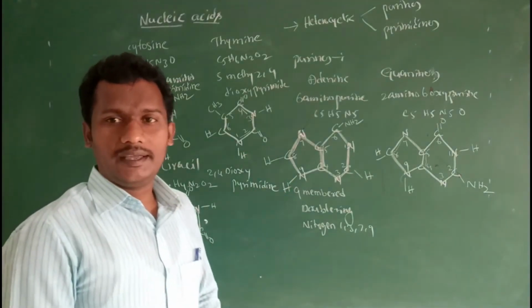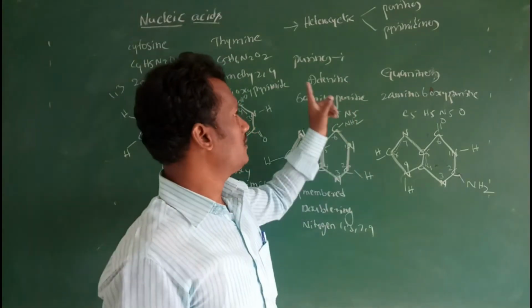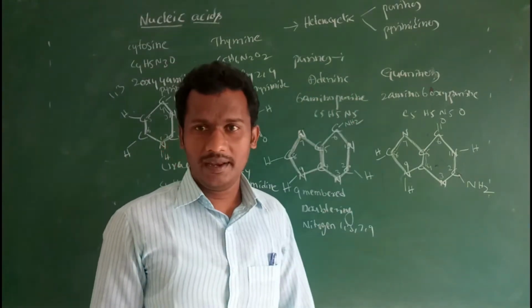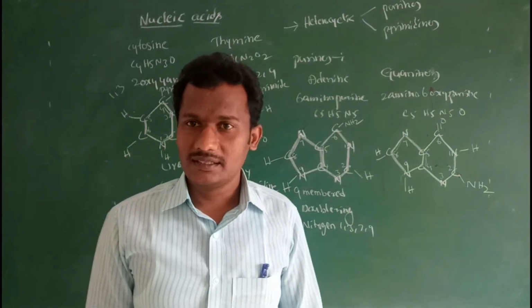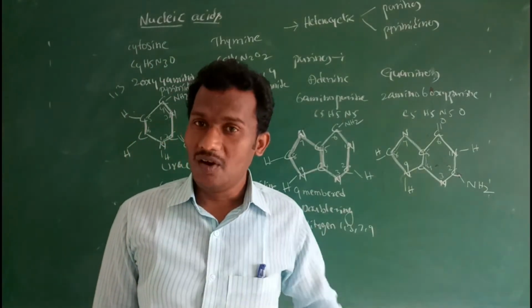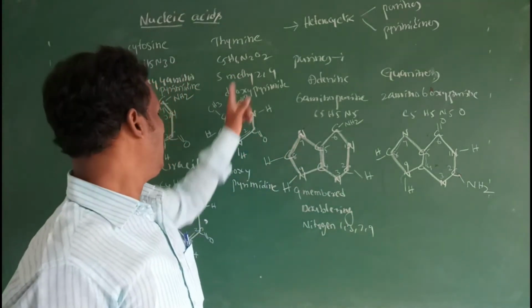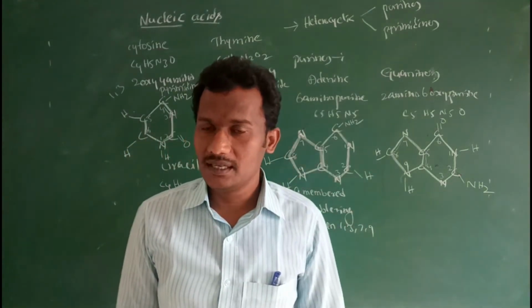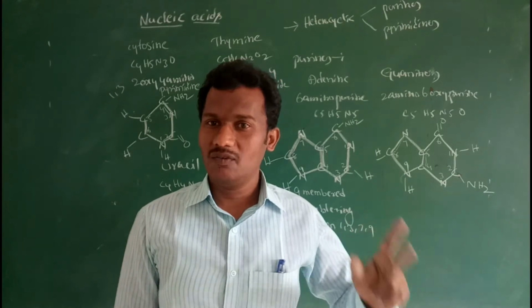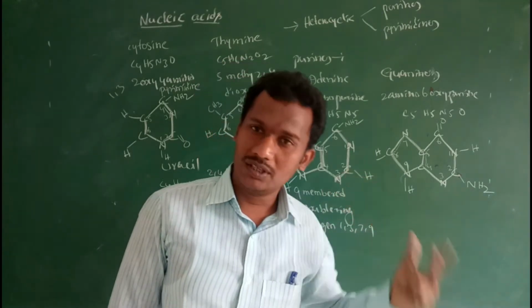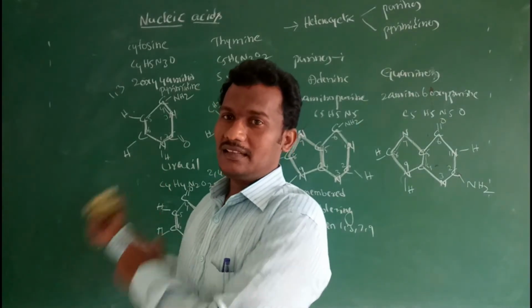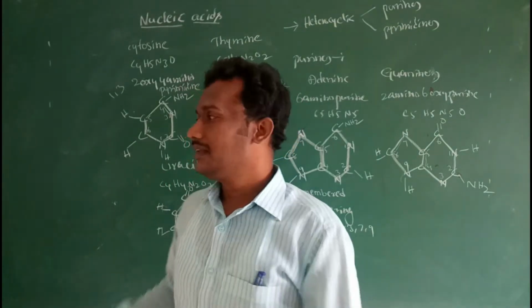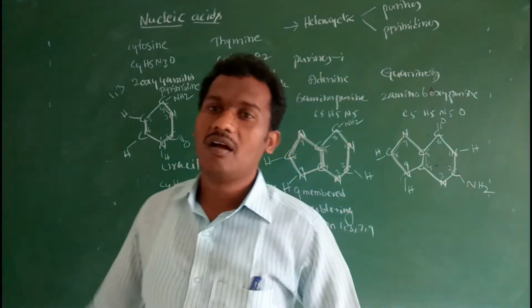Dioxypyrimidine. Then in DNA, the purines adenine and guanine, then the pyrimidines cytosine and thymine are present, but in RNA, instead of thymine, uracil is present. So the purines adenine and guanine are present in both DNA and RNA, but among pyrimidines, in DNA only thymine is present, and uracil is present in RNA only.